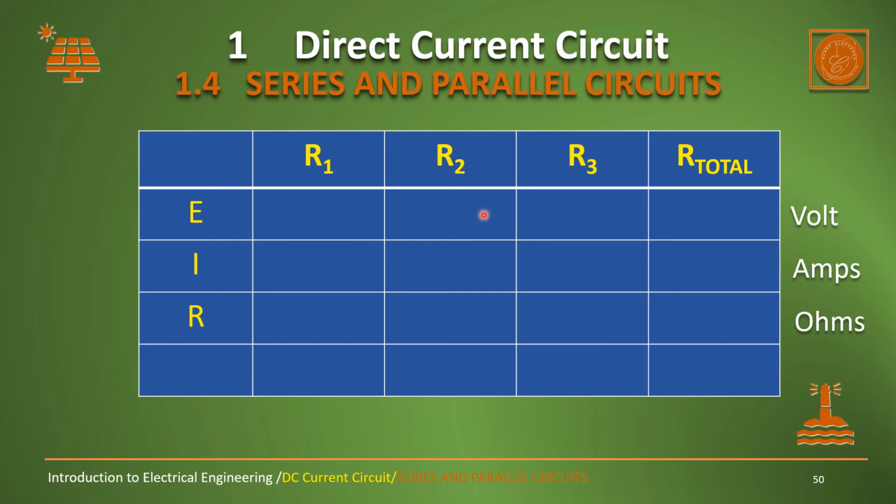In this row, the cell is the voltage drop across R1. This is R2, and so on. This row is about the current, and the unit is amps. This cell is the current passing through R1, and this is the current passing through R2, and so on. This row is the resistor value. What is the value for R1? What is the value for R2, and so on.